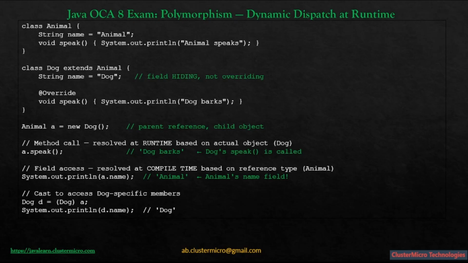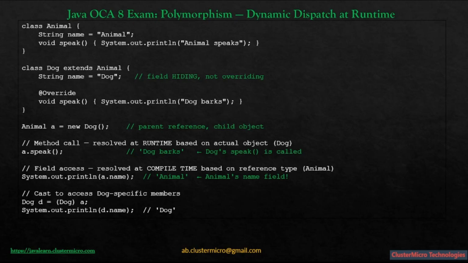Now, casting to access the Dog field: you see Dog d = (Dog) a, and System.out.println(d.name). Now the reference type is Dog. The compiler resolves d.name against Dog's field definition and finds Dog's name, "Dog". Output is "Dog". Same underlying object as before. We cast a to Dog and no new object was created, but the reference type changed, so the field access resolves differently.